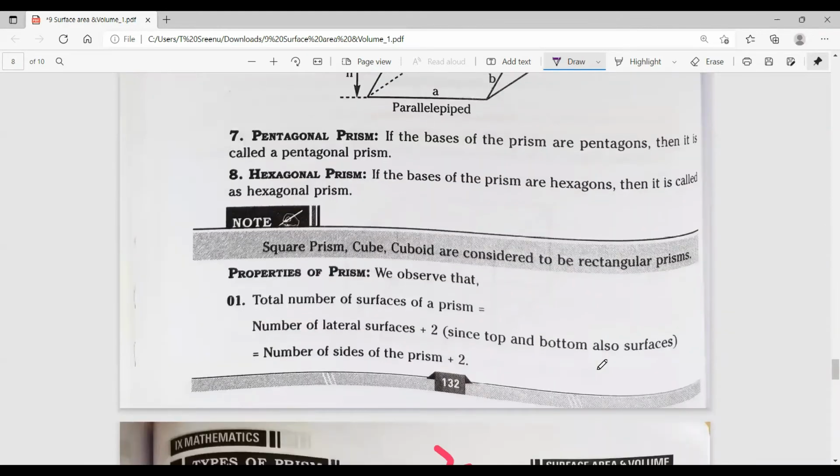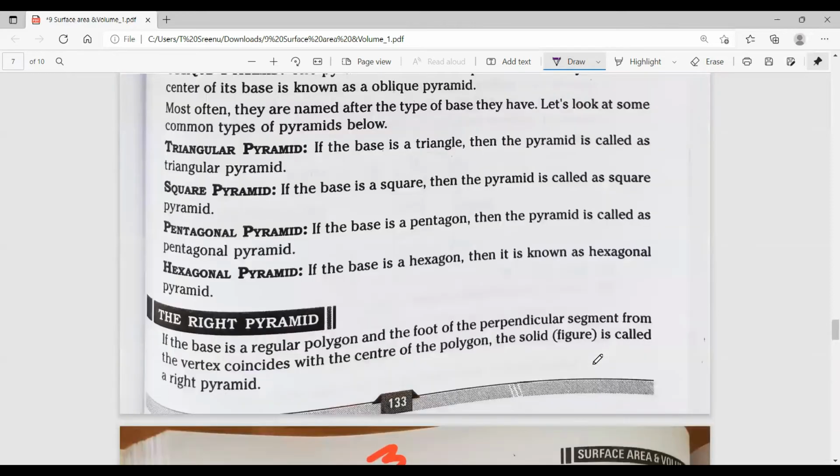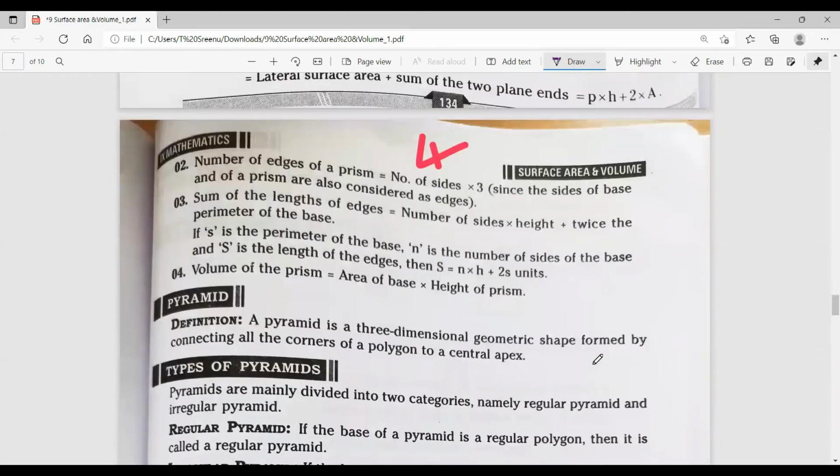The next, here is the formula we have. The total number of surfaces of the prism is equal to the number of lateral faces, lateral meaning the sides, plus 2 for the top and bottom. And then next, we are going to the formulas, of course, which you can see once.